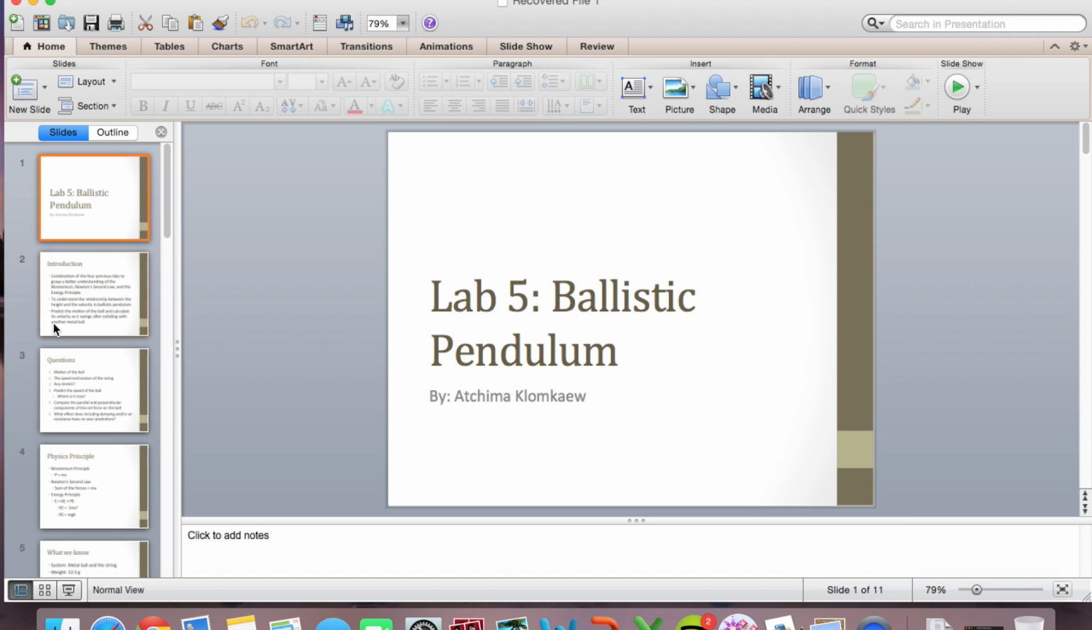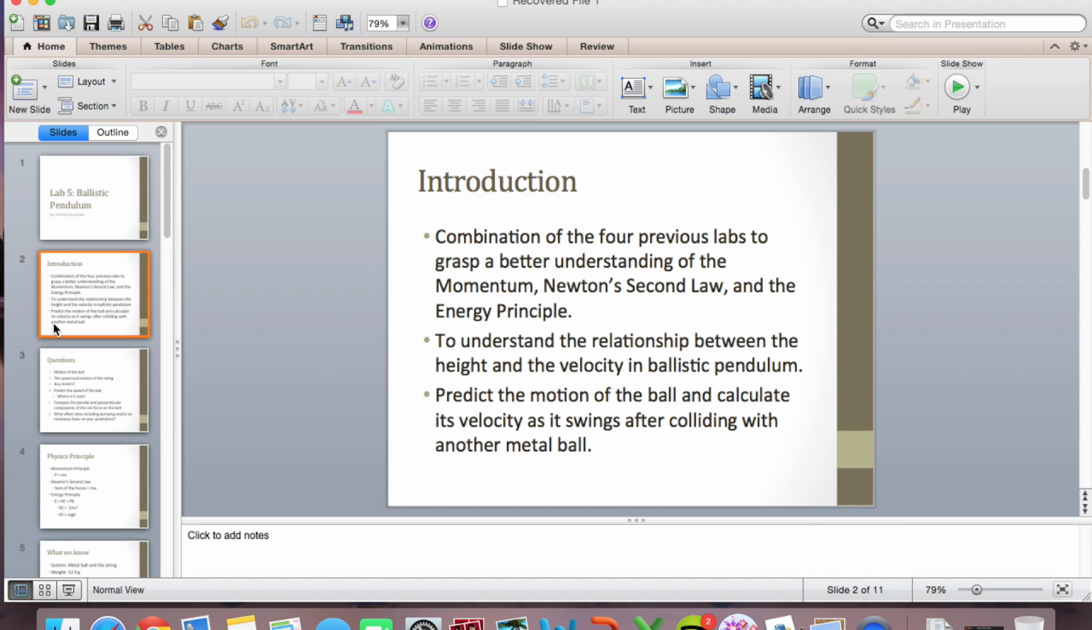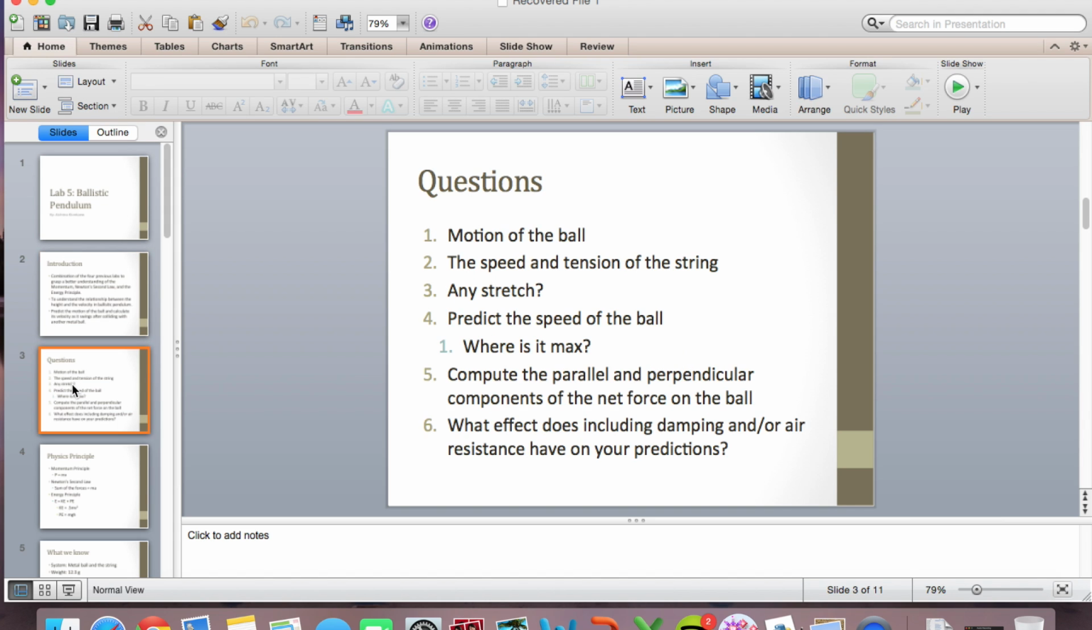This lab is pretty much the combination of all the previous four labs that we've done, to grasp a better understanding of momentum, Newton's second law, and the energy principle, and to understand the relationship between the height and velocity of the ballistic pendulum, and also predict the ball and calculate its velocity as it swings after colliding with another metal ball.